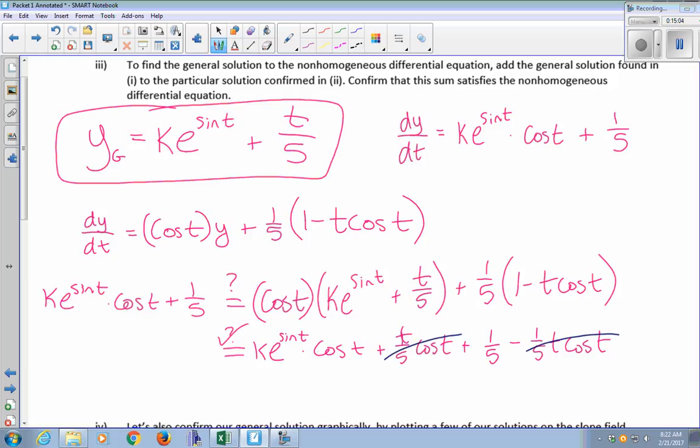One of the ones, this, that's a t. Yeah, t over 5 cosine t.